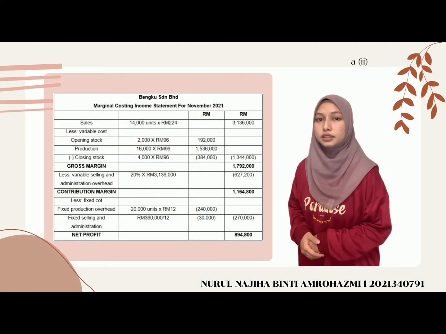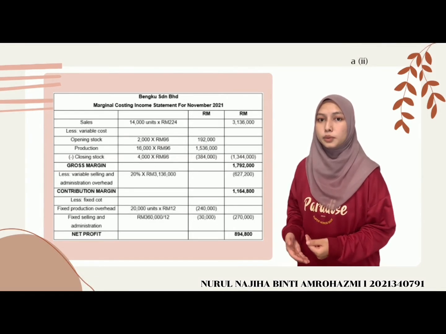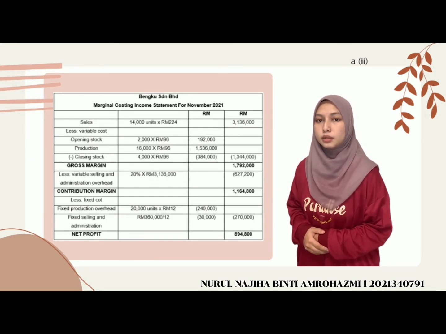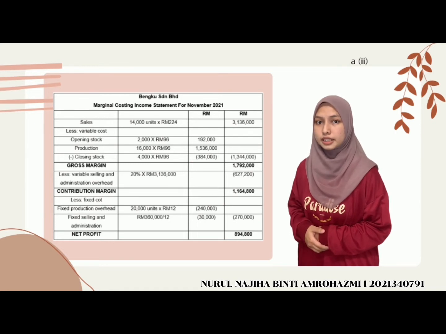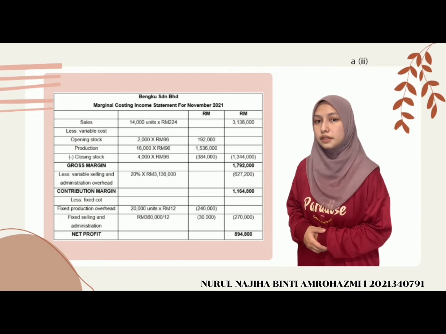Next, for the marginal costing income statement, we use the total product cost of marginal costing, which is RM96. Then we use this draft: sales minus variable cost of goods sold is equal to gross margin. After we find the gross margin, we minus variable selling and administration overhead, which is 20% of sales revenue. Then we get the contribution margin. Next, contribution margin minus fixed cost, which is fixed production overhead and fixed selling and administration overhead, is equal to the net profit.